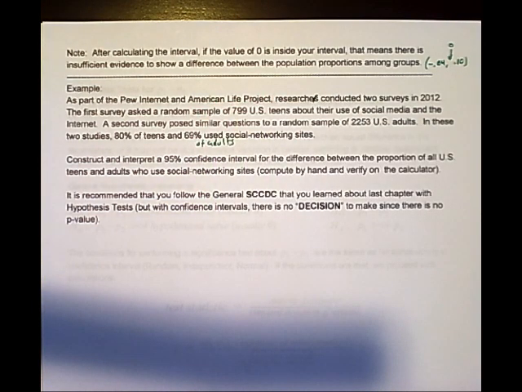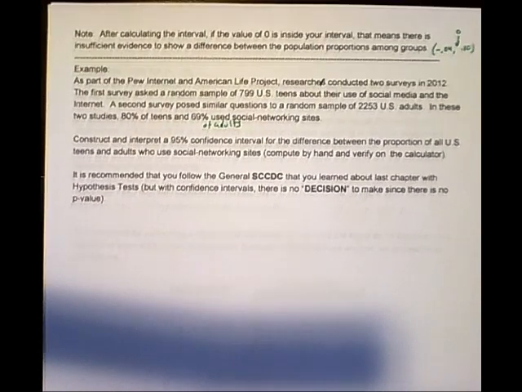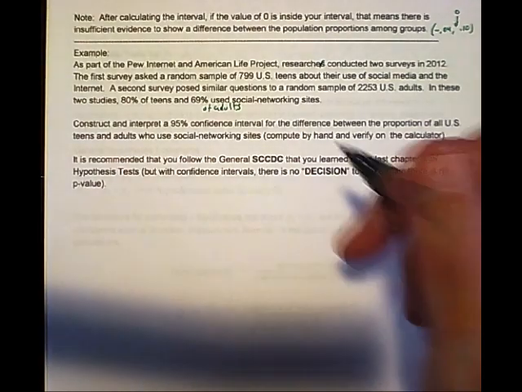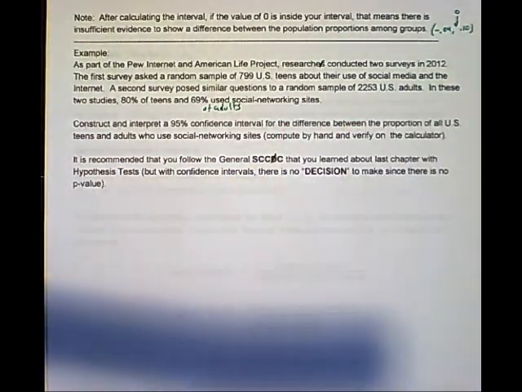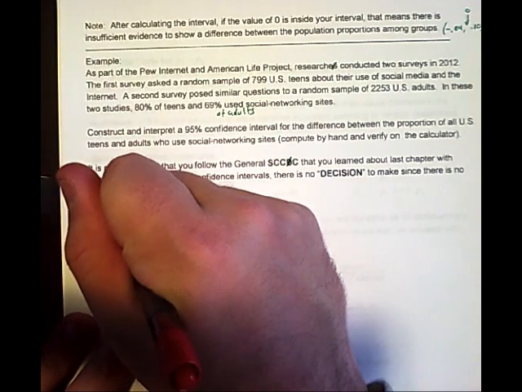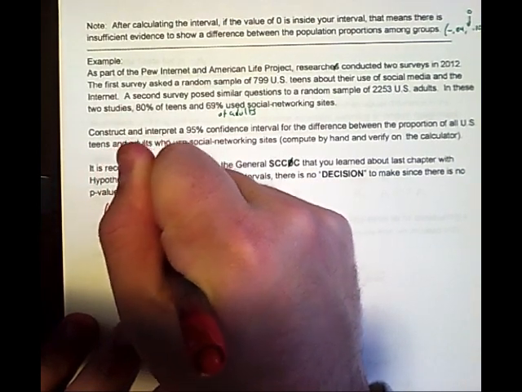It says construct and interpret a 95% confidence interval for the difference between the proportion of all U.S. teens and adults who use social networking sites. Compute by hand and then verify on the calculator. All right, we're going to use that same process to go through our confidence interval, but remember, on confidence intervals, we don't have a decision to make like in a hypothesis test. Okay. All right, so our first step is to make a statement about what we're trying to do.